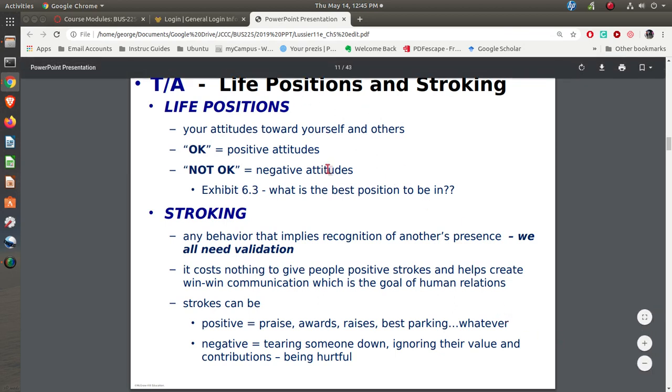In TA, there's the idea of life positions and stroking. Life positions are basically saying, okay or not okay. I'm okay, you're okay, I'm not okay, you're not okay, that sort of thing. Stroking is recognition of the other person. It's a validation of the other person. I mean, we could have positive or negative strokes. Positive strokes are praise and awards. Negative strokes are tearing people down, being hurtful.